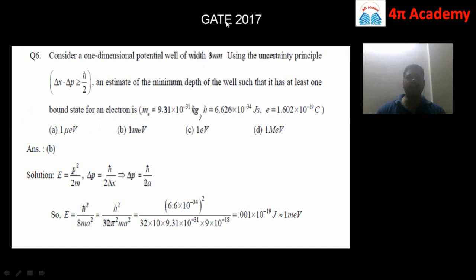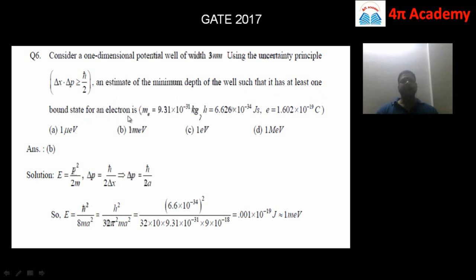Okay, now let us look at the next problem. This is the problem which is asked in the GATE 2017 examination: consider a one-dimensional potential well of width 3 nanometer. Using the uncertainty principle, that is delta x into delta px is greater than or equal to ħ by 2, an estimate of the minimum depth of the well such that it has at least one bound state for an electron is. So the minimum depth of the potential well such that it has at least one bound state of an electron is asked.